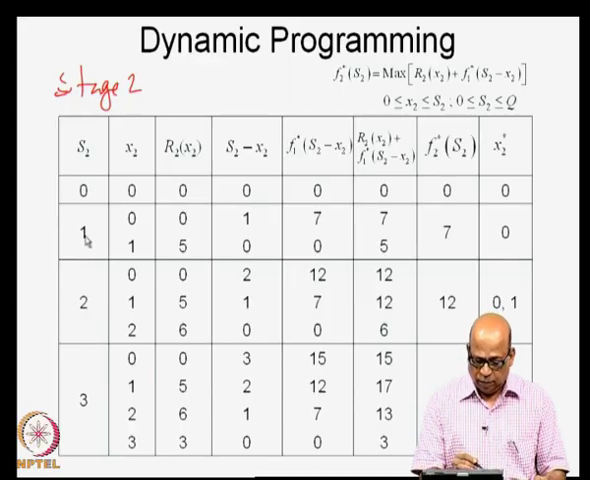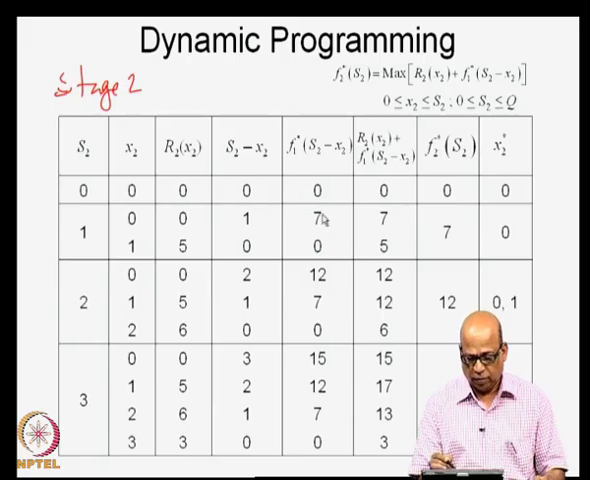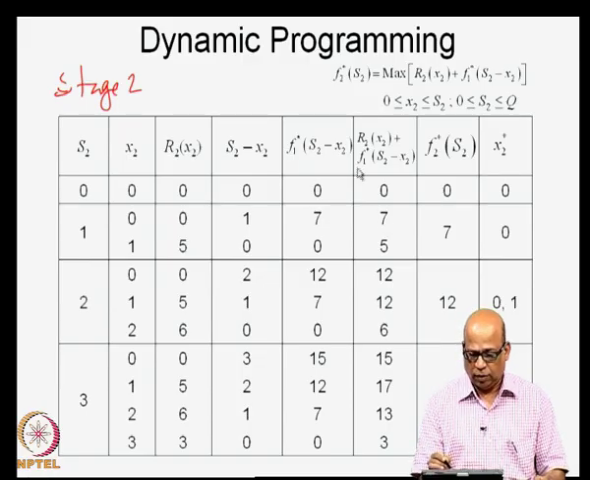So, if S2 is 1 and you allocated 0 to user number 2, you are left with 1 for user number 1, which gives you an optimized return of 7. So, the total return corresponding to this combination, 0 and 1, will be 0 plus 7, that is equal to 7. So, R2 x2 plus F1 star of S2 minus x2 will be 7.